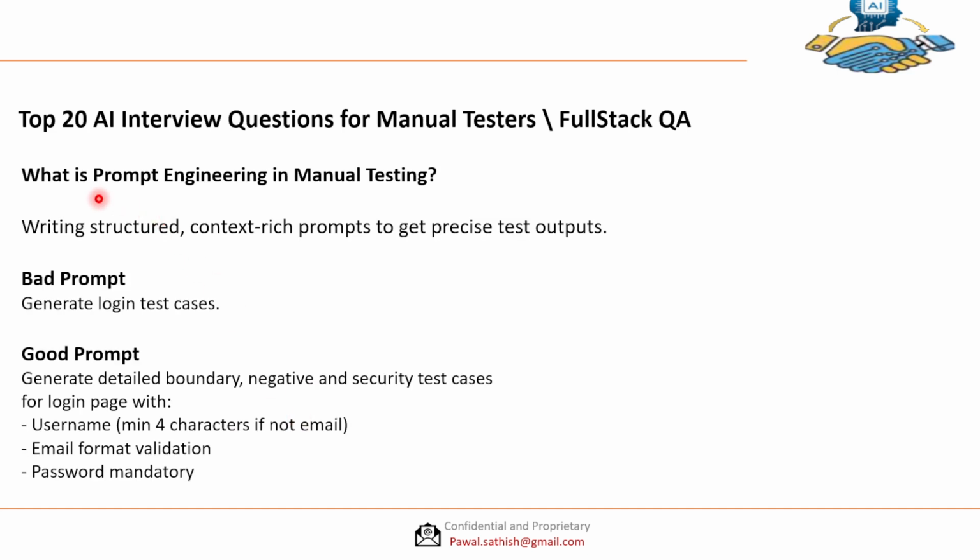Then, what is prompt engineering in manual testing? Prompt engineering is nothing but writing structured, context-rich prompts to get a precise test output. If you are not giving the prompt correctly, you will get a bad result. A bad prompt is like: generate login test cases. If you just mention that, AI will give you a lot of test cases which may not be related to our requirement or our acceptance criteria. So the good prompt is like: generate detailed boundary, negative, and security test cases for login page, and we give all the requirements.